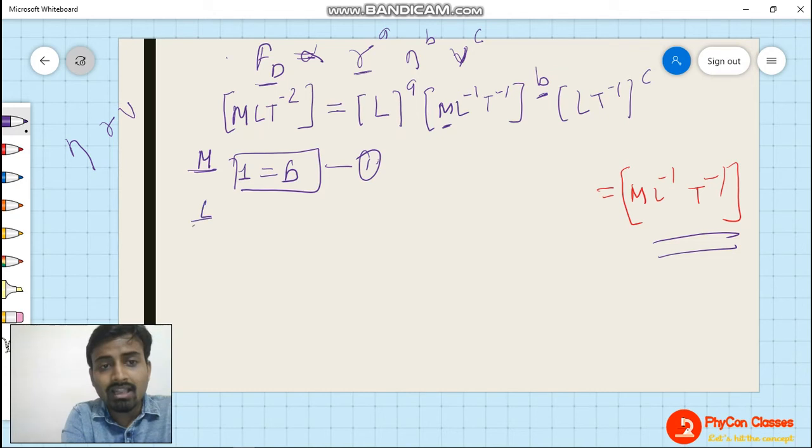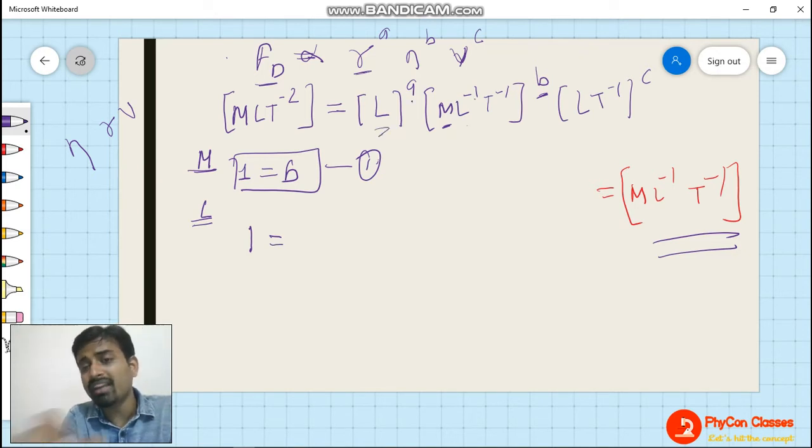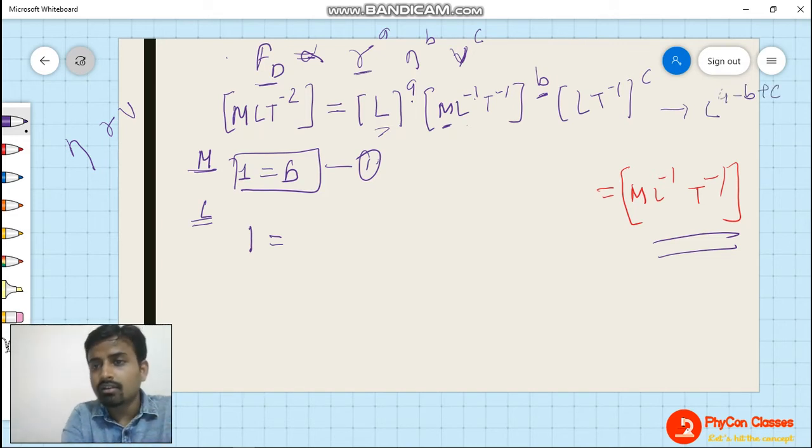Now what about L? The power of L on the left hand side is 1, and that will be equal to L to the power A, then L to the power minus 1 to the power B, that will be minus B, then L to the power of C. So the total power becomes L to the power of A minus B plus C, correct? So A minus B plus C equals 1, that is our second equation.